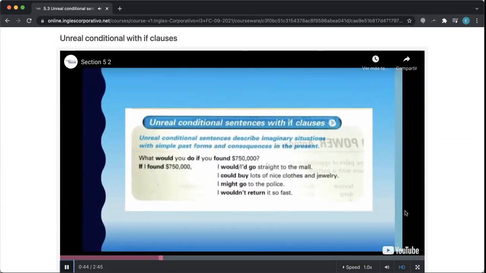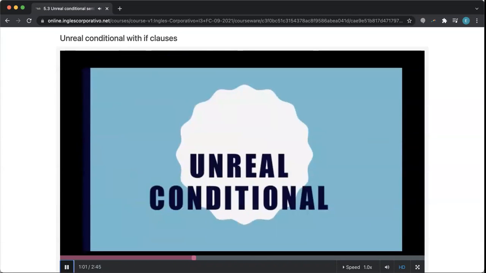Lots of nice clothes and jewelry. If I found $750,000, I might go to the police. If I found $750,000, I wouldn't return it so fast. This is what unreal conditional is about. Unreal conditional describes imaginary situations.